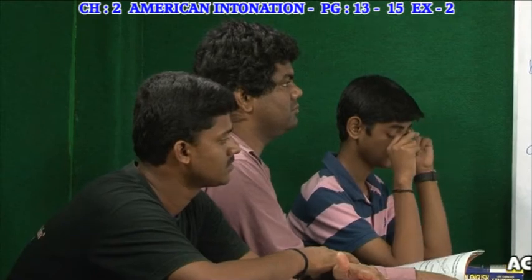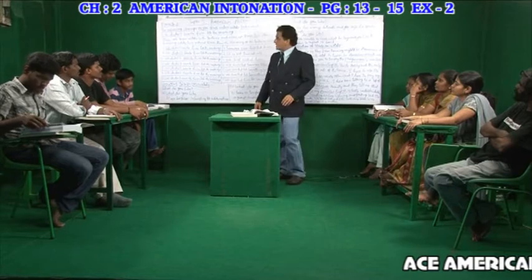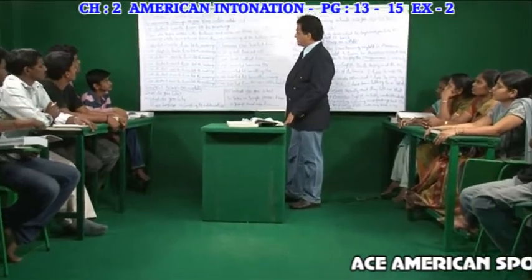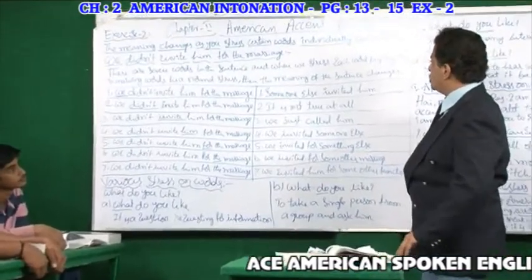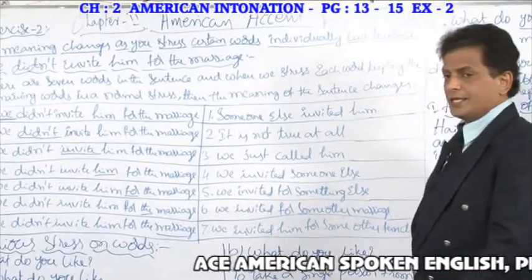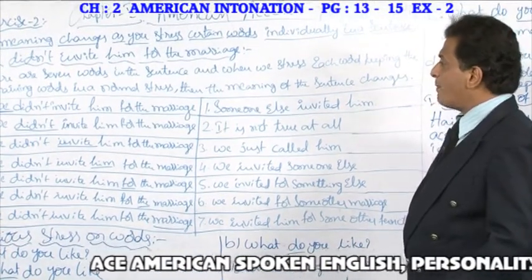Dear friends, take your accent training book, page number 13, 14 and 15. This is exercise 2. The topic here is the meaning changes as you stress certain words individually in a sentence. For example, you see here, we didn't invite him for the marriage.